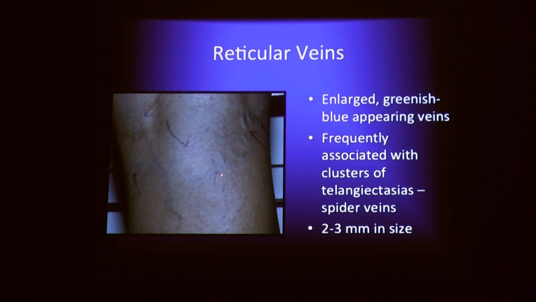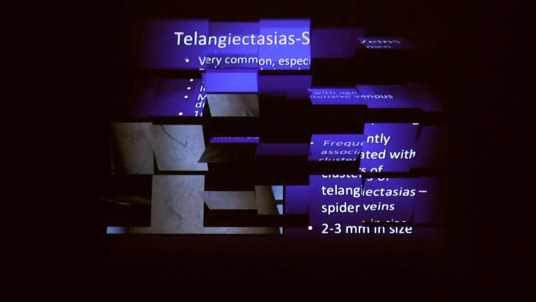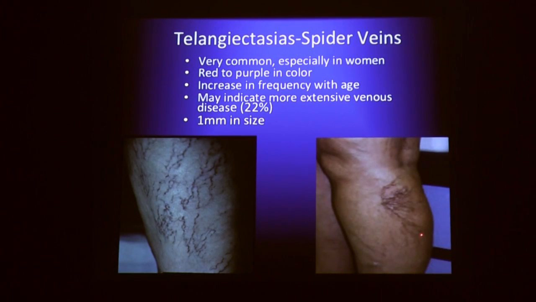And here are the reticular veins. You see these? These are 2 to 3 millimeters in size, and these are blue. And they can be associated with these teeny little veins, which are the spider veins, or called telangiectatic veins. And here they are here. These teeny little 1 millimeter veins.